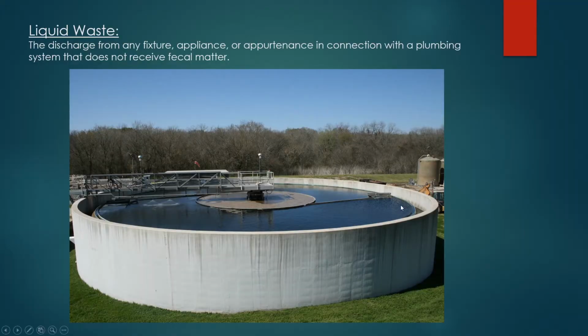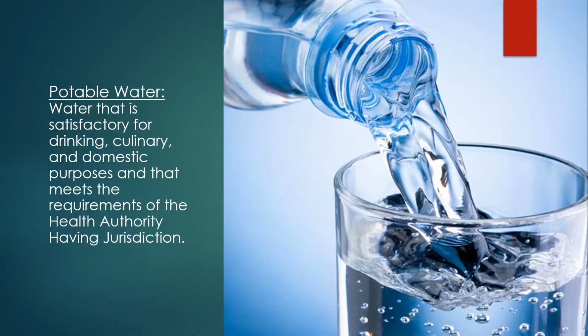Next is liquid waste. This is the discharge from any fixture, appliance, or any appurtenance in connection with a plumbing system that does not receive fecal matter. So it's going to be any of the liquid waste or any non-solid in a water treatment plant. Next is potable water, water that is satisfactory for drinking, culinary, and domestic purposes that meets requirements of the health authority having jurisdiction. So that just means water that's safe for consumption.